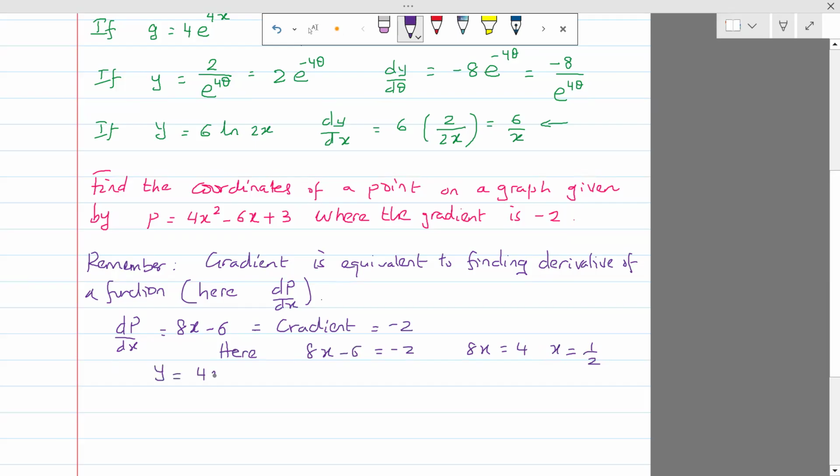p becomes 4x squared. Now I'm going to find the y coordinate. So half squared times 4 becomes 1 minus 3 plus 3, which is 1. And the coordinate of the point is the x, which is half, and y, which is 1.